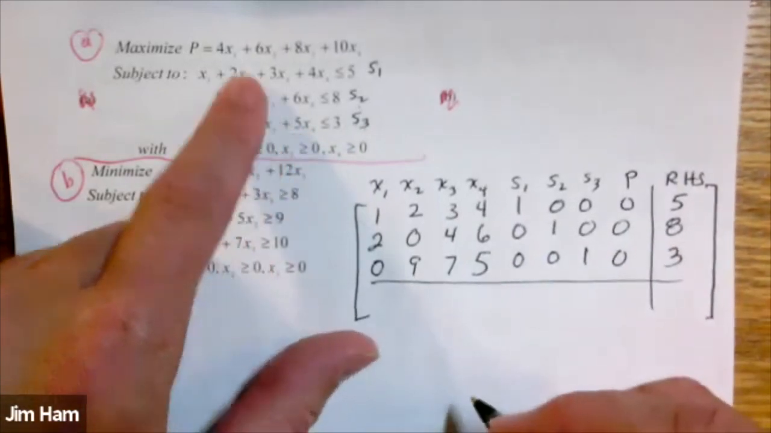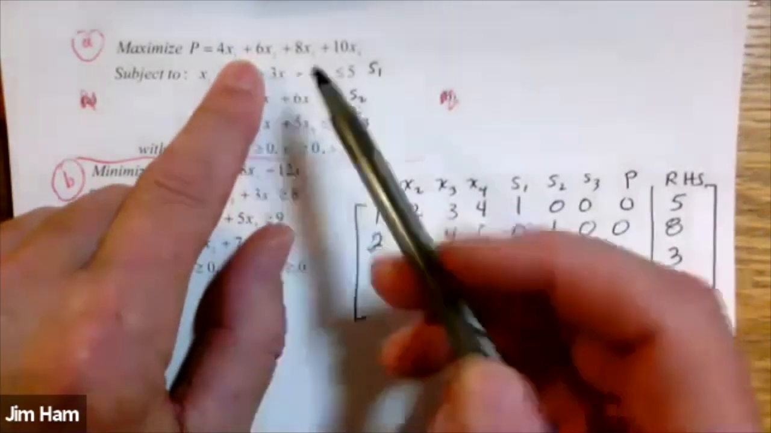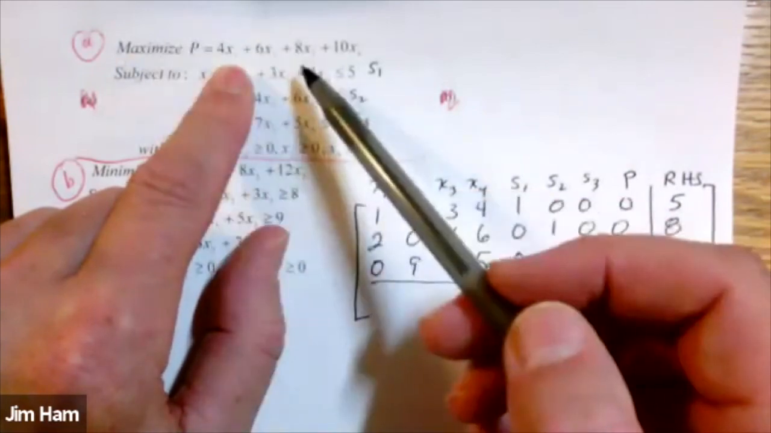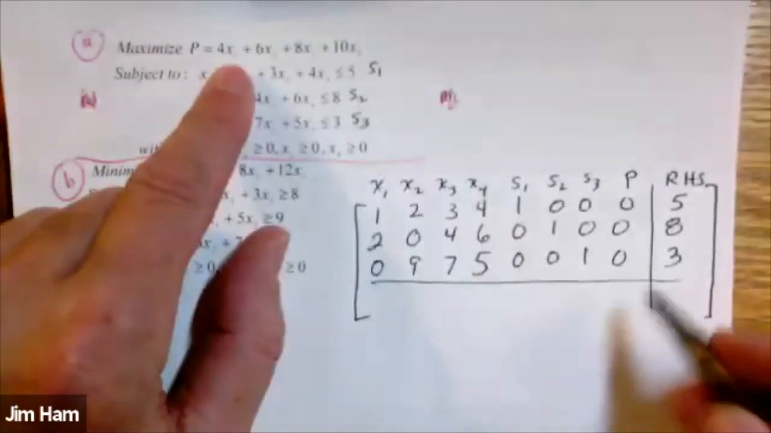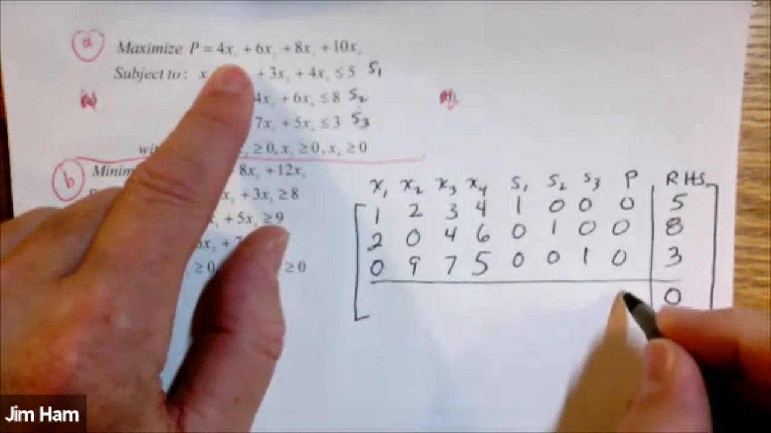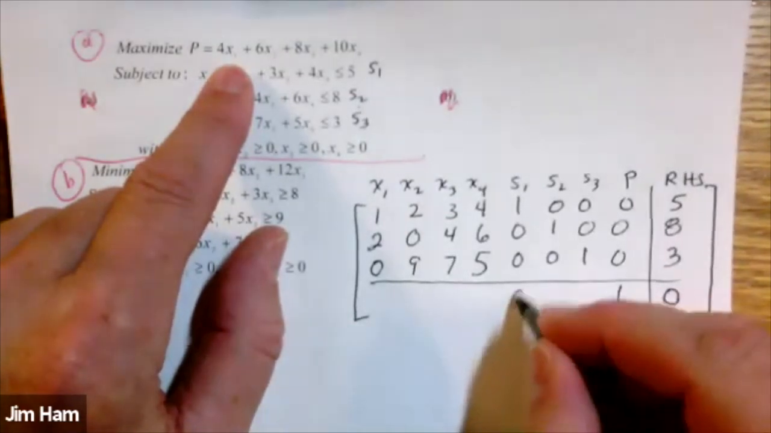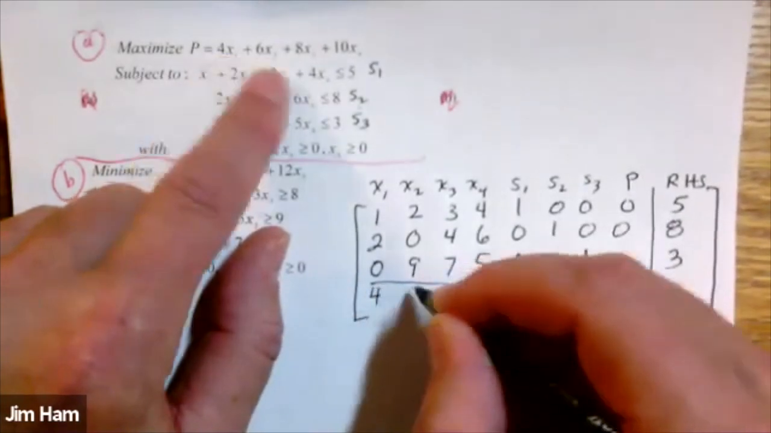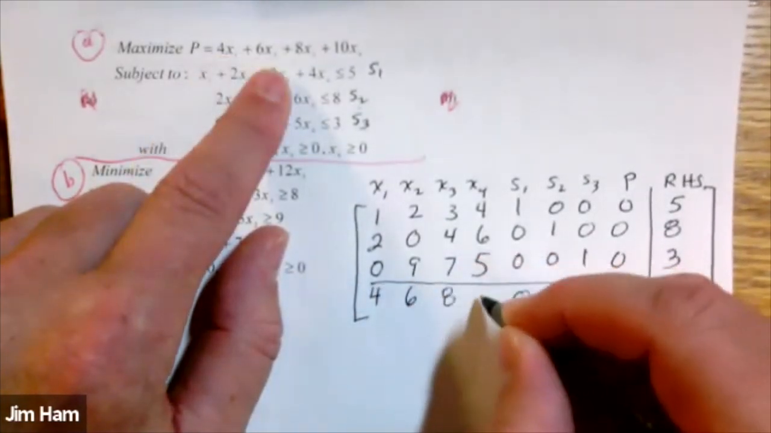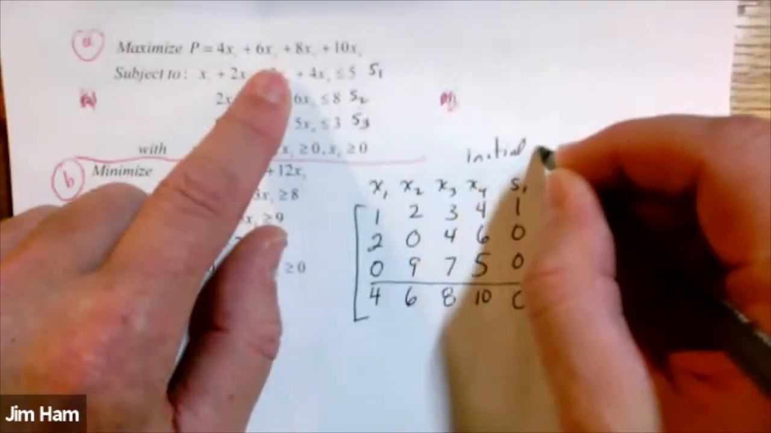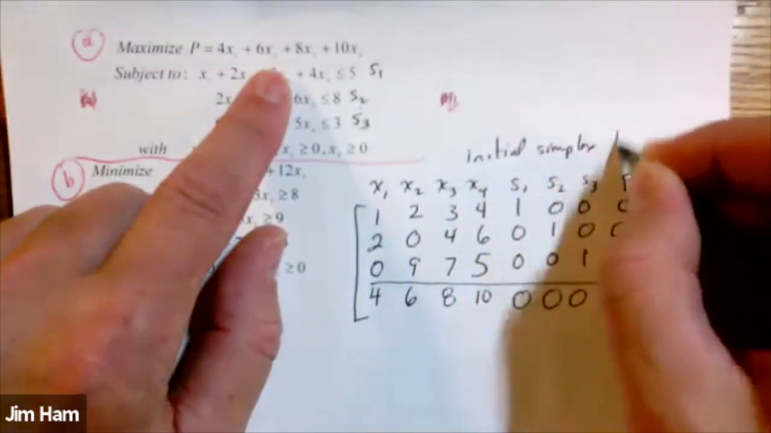Okay, then we go up to the objective equation. Now remember, we're going to have to take the 4x1 over, the 6x2 over, and so on. So they're all going to be negative on the left-hand side, and the right-hand side is going to be left with a 0. And you're going to have 1p. There aren't going to be any slack values in the objective row. And then you just pick out the 4, 6, 8, and 10. All right. So this is the initial Simplex Tableau.